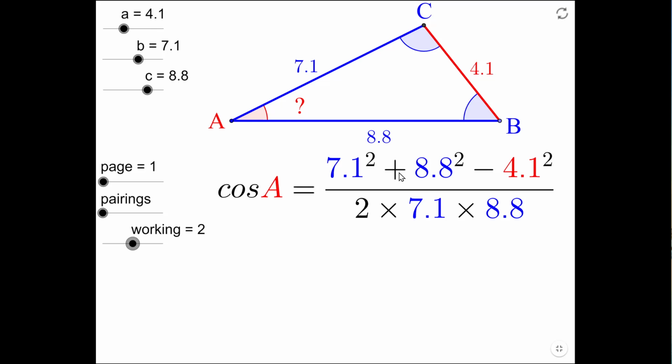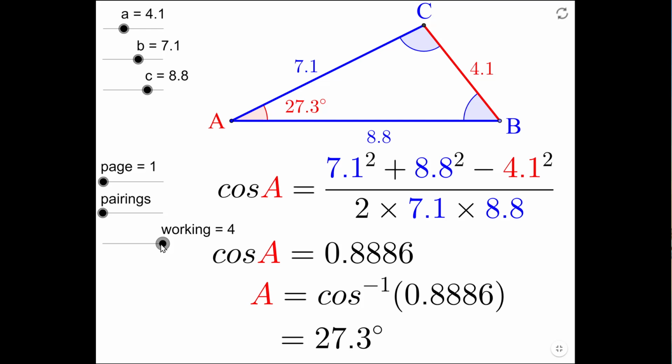Well, addition is commutative, which means they can be swapped. And here you have multiplication, which is also commutative, so they can be swapped. And even here you could have said 8.8 by 7.1. Now, that'll get us the cos of the angle, which must be larger than minus 1 and less than 1. And then we go on to calculate the actual angle, which is 27.3 degrees.